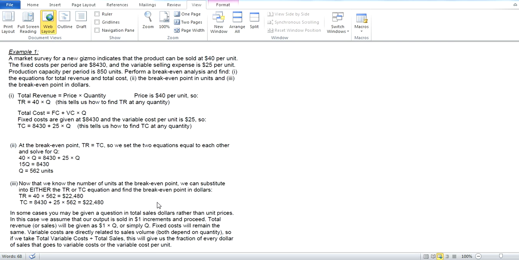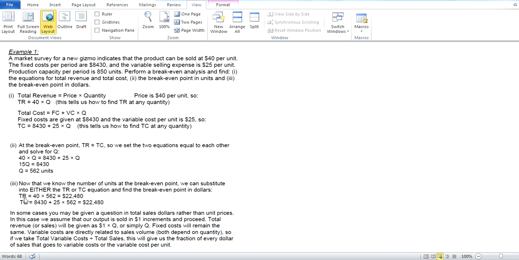That is our break-even point. Now we want to know what that means in terms of dollars. Because we have the units, all we have to do is a little bit of substitution into either formula. You can enter it into the formula for total revenue, 40 times Q, or into the total cost formula, because remember, total revenue equals total cost at break even. Either formula will give you the correct dollar amount.